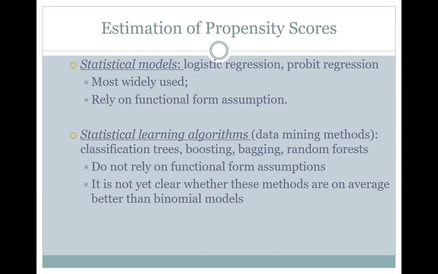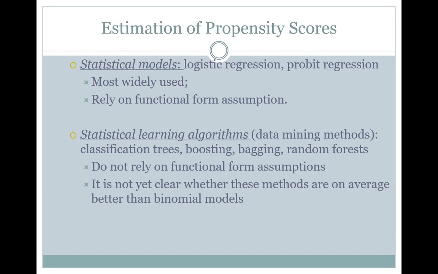Okay, once you handle missing data, you can proceed to the actual estimation of propensity scores. There are two groups of strategies: statistical models that are parametric, logistic regression by far the most used one, and statistical learning algorithms, also known as data mining methods or machine learning algorithms. Now, the disadvantage of the statistical models is that you actually have to specify a model. You have to specify the functional form of the relationship between covariates and treatment assignment.